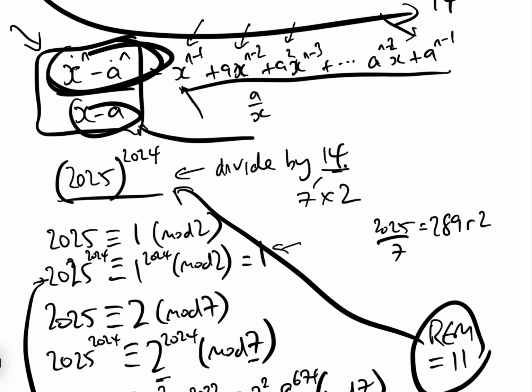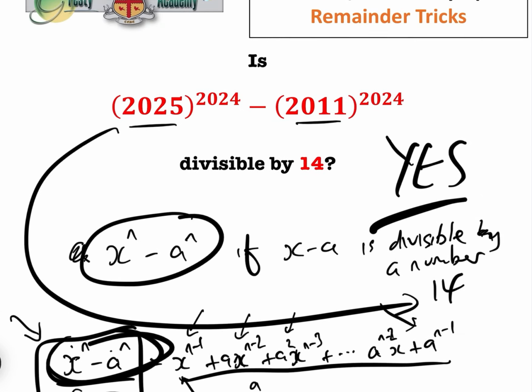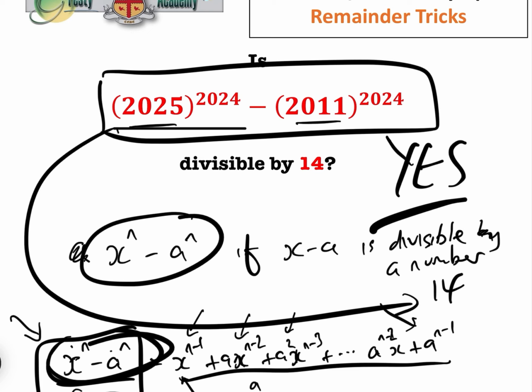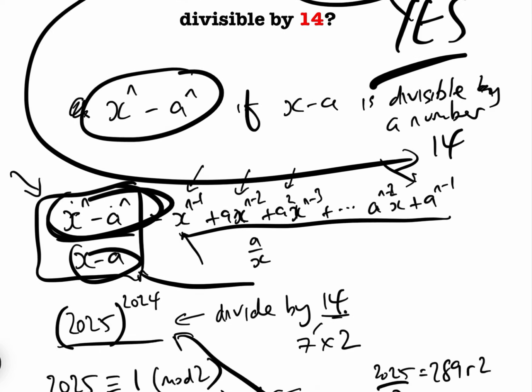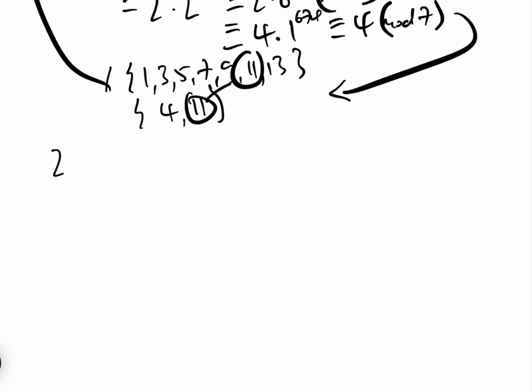Okay, so we know what the remainder of 2025 to the 2024 is when we divide by 14, and we've already worked out that the whole lot is divisible by 14, because we used this trick. Now we just need to see: is the remainder when we divide 2011 to the 2024 by 14 also equal to 11? Then taking away the remainder of 11 would give us 0 and would confirm what we already proved in 1 second. So let's have a look at 2011 to the 2024.